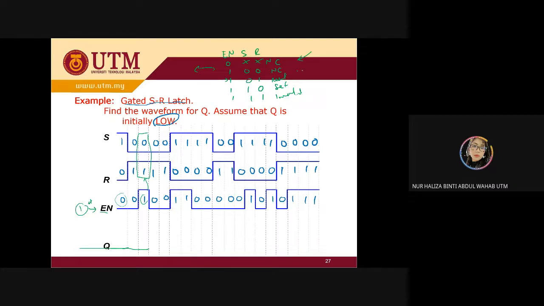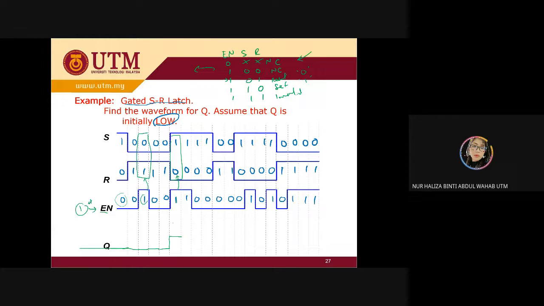Reset is what? 0. Set is what? 1. Okay. Now next is 0, 0. It will remain, no change, no change. We meet again at this part is 1. So we refer to our input. We have 1, 0. It will be set.